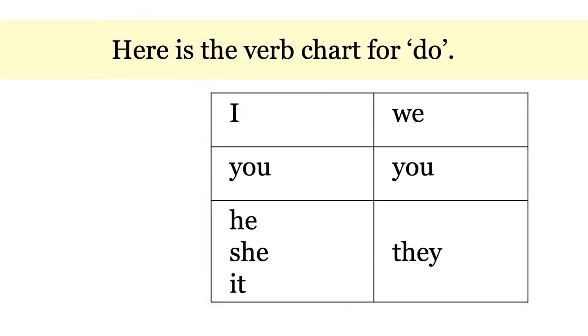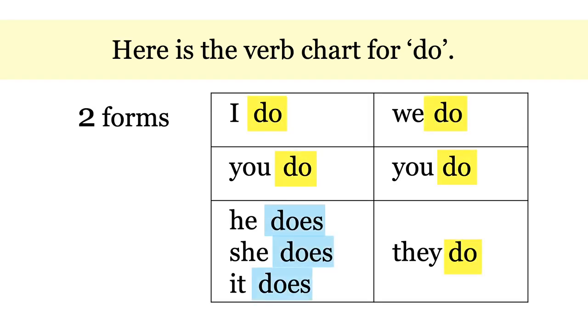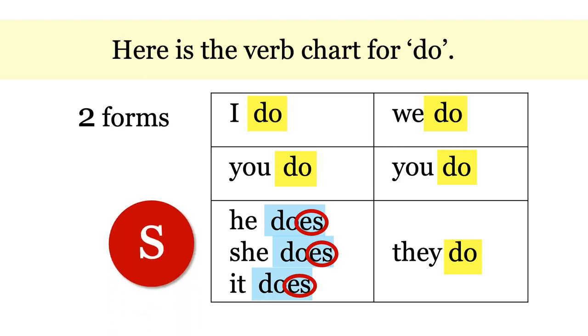Okay, here's the verb chart for do. I do, you do. He does. Notice the pronunciation does, not do's. She does, it does. We do, you do, they do. There are two forms of do in the simple present, do and does. And again, these all end with an S because third person singular always has an S. Do is also an irregular verb, so it ends with ES. The spelling's a little different than a regular verb.